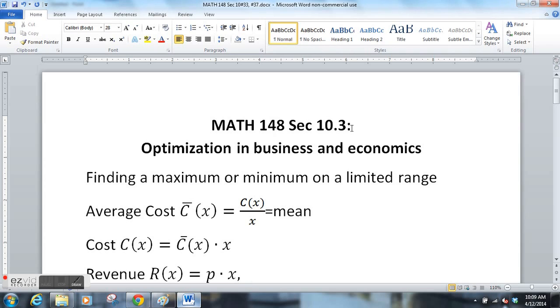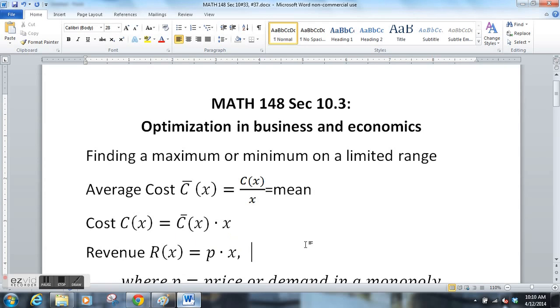Hi there, this is Math 148, section 10.3, still looking at these problems that are optimizing profit, revenue, cost, average cost, although you're actually minimizing average cost. In the previous video I touched on these equations, but I'm going to go through a problem that uses these equations in this video. And here are the equations again.